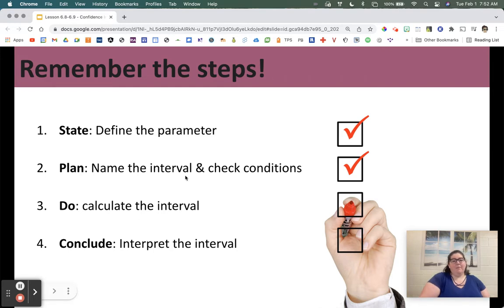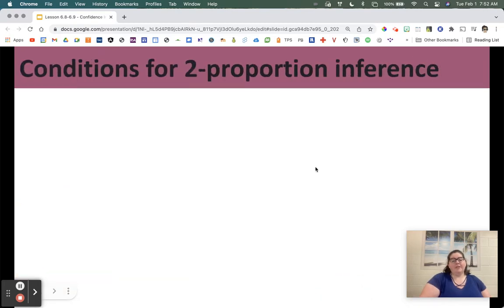So our conditions will look a little different. What we're defining as our parameter will look a little different. Obviously, the name of the interval is different and all that stuff. So let's first talk about conditions. When we're talking about conditions for two proportions, if you remember in our unit about sampling distributions, there was a lesson that was dealing with what if I'm talking about the difference between two populations. So it's kind of a similar situation here.